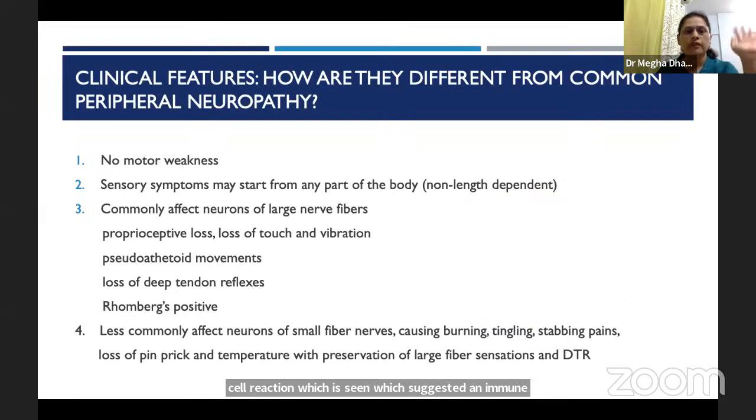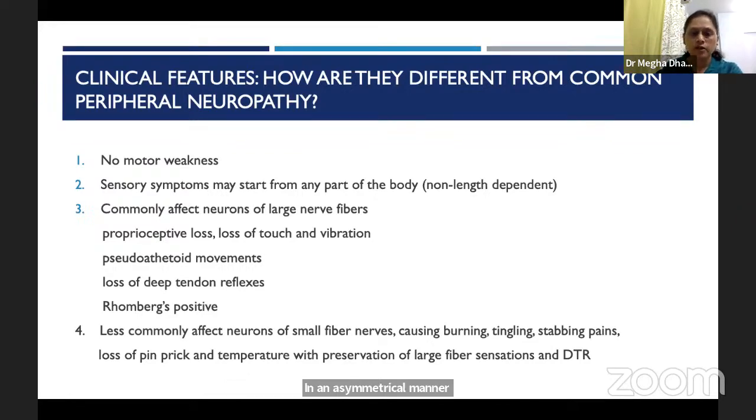So jumping straight away to the clinical features, how are these different from common peripheral neuropathies that we see? As the term sensory neuronopathy or ganglionopathy indicates, there is no motor weakness. Sensory symptoms start from any part of the body. This is classically described as non-length dependent, as we have seen in these 2 patients. Sensory symptoms may start from the face, from the upper extremity, one side, the other side, chest, and then spread to all the other parts of the body. They may sometimes be limited only to certain parts of the body in an asymmetrical manner.